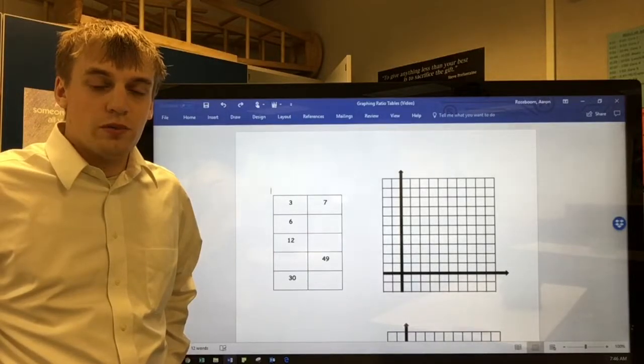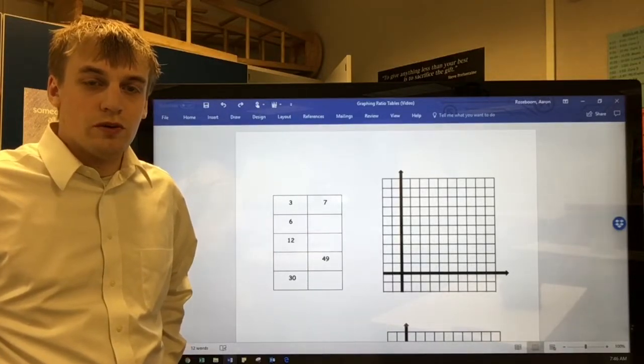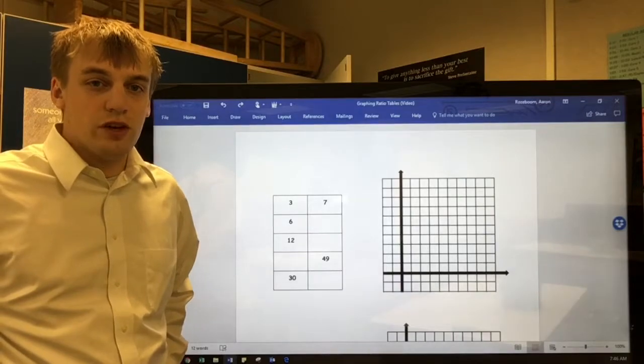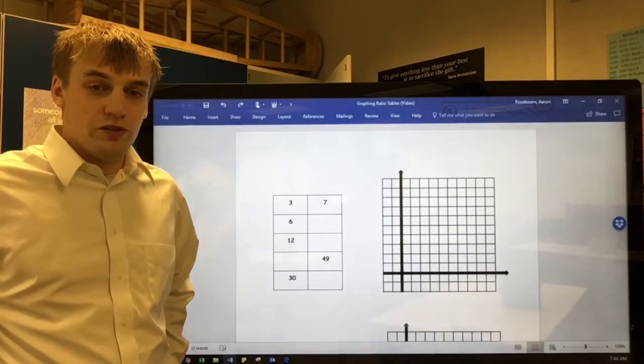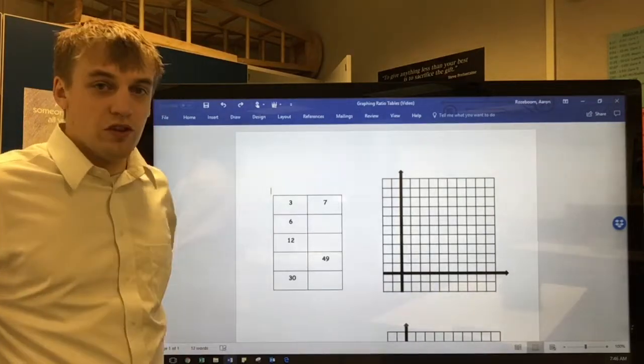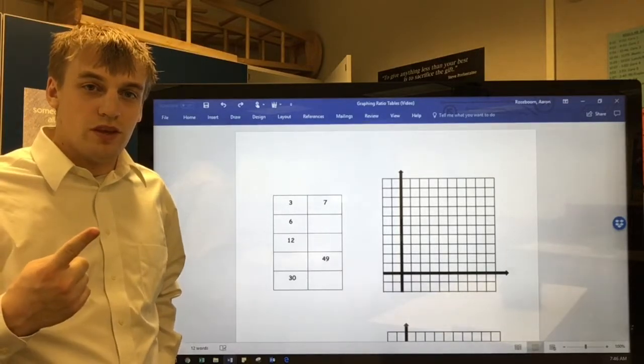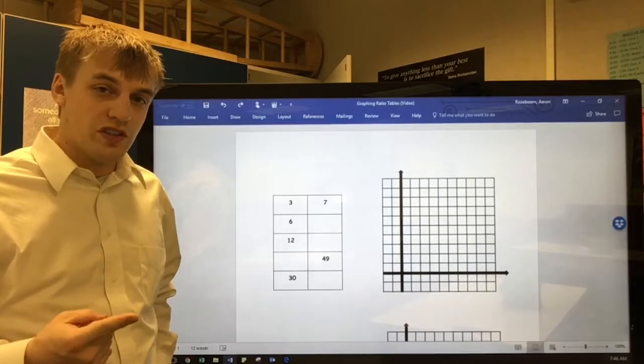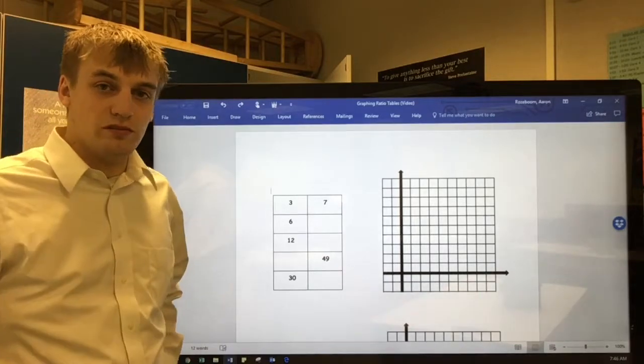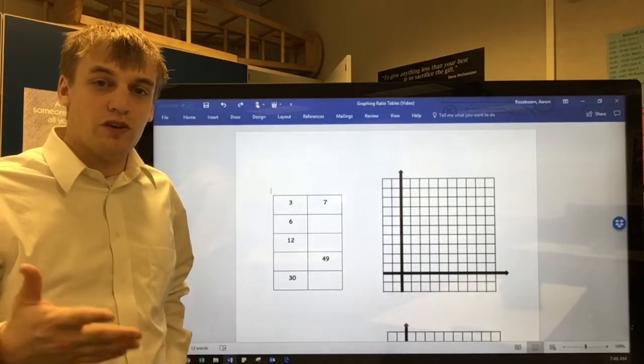We're going to continue talking about ratio tables, and what I want to talk about specifically is how to graph ratio tables. But before we do that, we're going to review how we fill in the missing numbers on a ratio table. First way that we do it is, if you can see the pattern, fill the numbers in. If you can't see the pattern, then you want to go to another way.